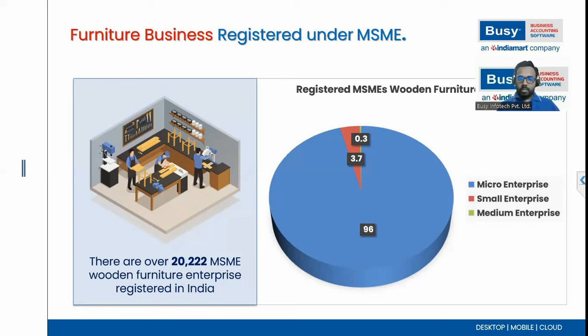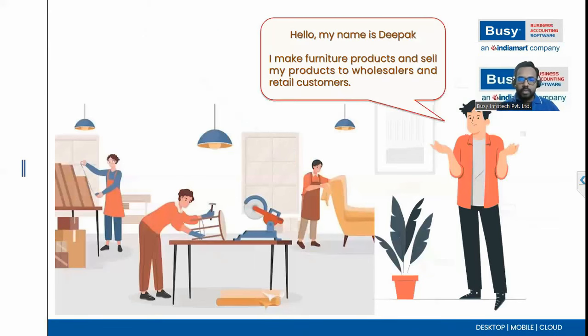20,222 wooden furniture enterprises are registered in India. Of those, almost 96% are micro enterprises, small enterprises are 3.7%, and medium enterprises are 0.3% registered with the MSMEs. So if they approach Busy software, they can easily purchase the software and start to use it. Going further, let me explain why Busy is required with a small example.